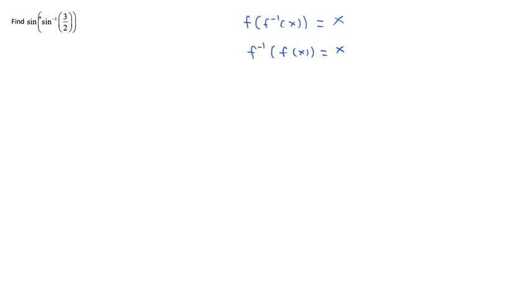So at first glance, you look at this and say, oh, I have a function composed with its inverse, so my answer here should be 3 over 2. Okay? And actually, you can't really do that in this case. We have to verify a couple of things first.